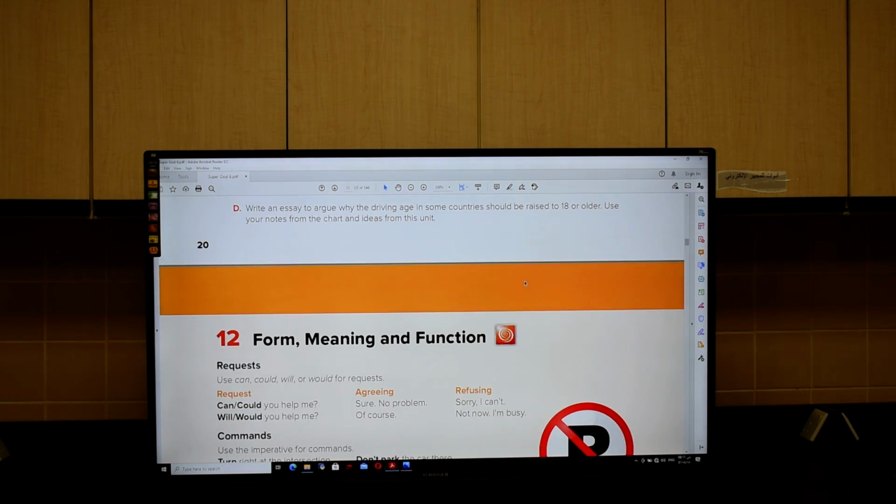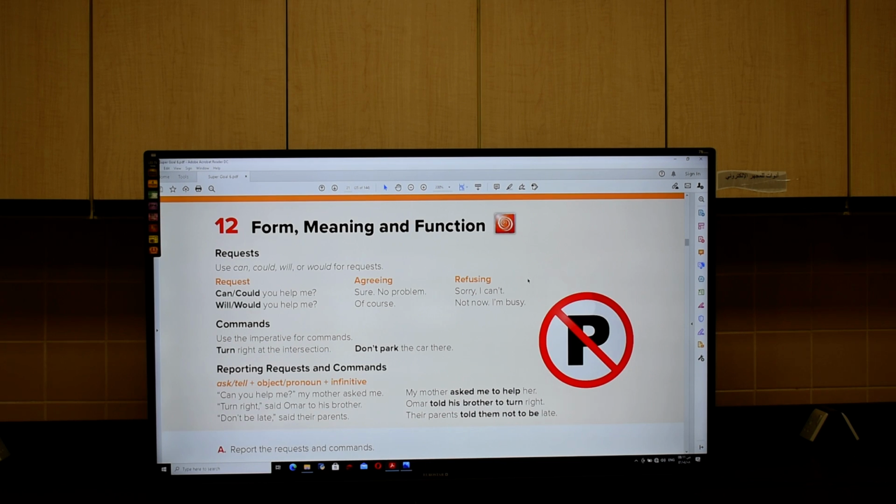Now let's get to the form, meaning, and function. This is very important. If you're requesting something, you use expressions like can you, could you help me, and if you agree, say sure, no problem. That's one possible way. And you can also refuse in a polite way and say sorry, I can't, or no, or not now, I'm busy now. That's great.